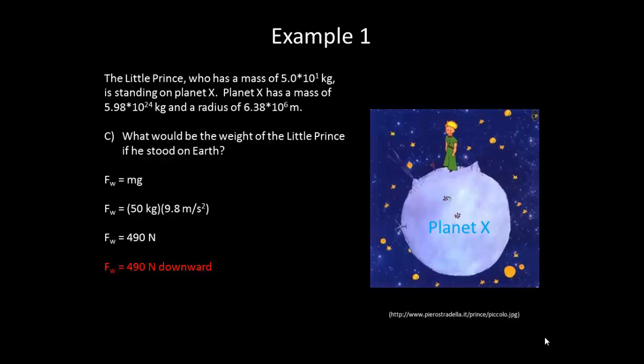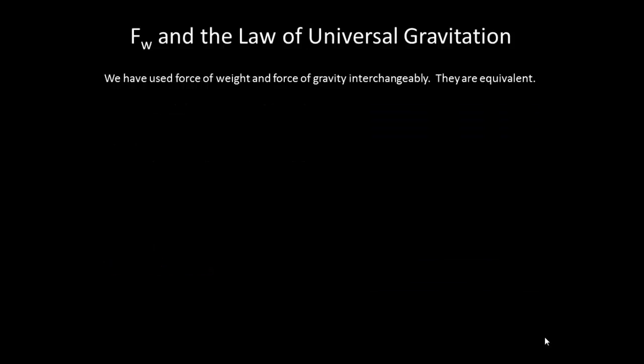Well, we must have done something similar to what's on Earth. And in fact, surprisingly so, planet X has the same mass and radius as our own planet Earth. So we've been using the force of weight and force of gravity interchangeably. They are equivalent. Imagine placing a box of mass m on a planet of mass m2 and a radius r.